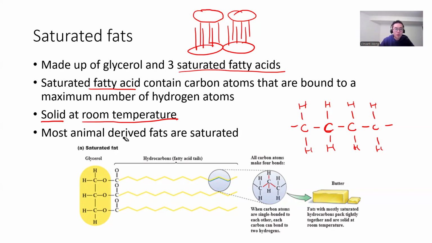Most animal-derived fats are saturated. We're talking about butter, we're talking about lard. People use lard to make pastry. It's very tasty, it's very fluffy in the end, but it's unhealthy in a way. So these things are saturated.